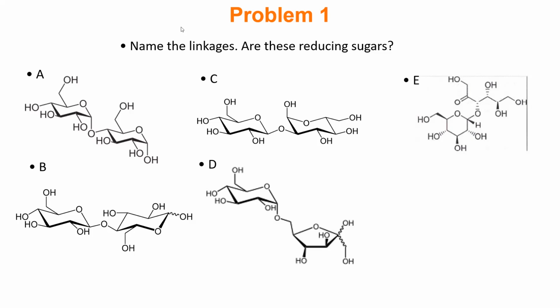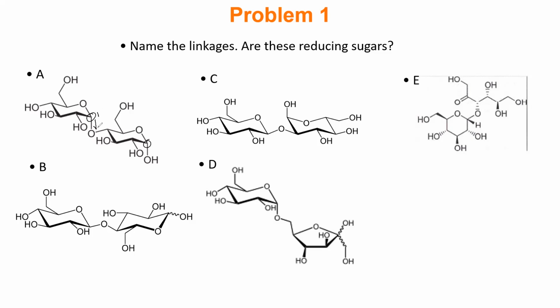All right, so hopefully you had a little bit of time to look at these and work on these. Let's go through these quickly, starting with A. The first thing I always do for these is just find the anomeric carbon. And I'm looking for the carbon that's connected to 2 oxygens. So right here, oxygen 1, oxygen 2, right here, oxygen 1, oxygen 2. So this is carbon 1.